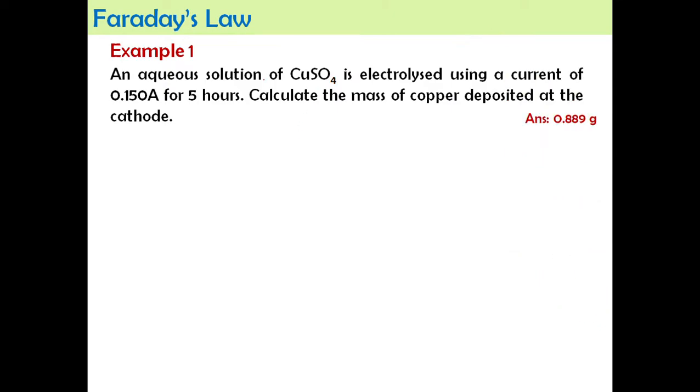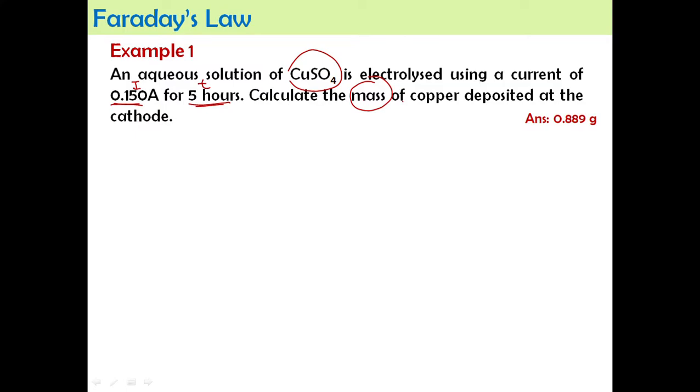Okay, jadi untuk example 1, an aqueous solution of CuSO4 is electrolyzed using a current of this much A for 5 hours. So we have our I and our T. Okay, we want to determine what is the mass of copper deposited at the cathode. Okay, jadi kita concern dekat cathode sahaja. Berapa banyak copper yang terhasil.